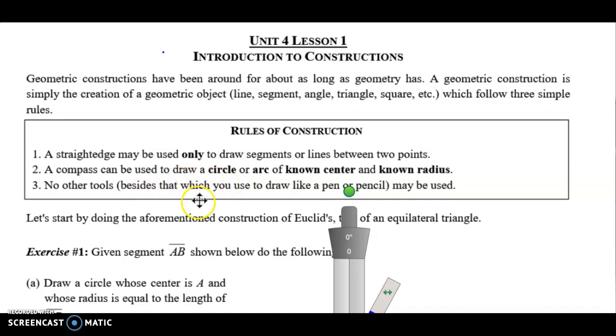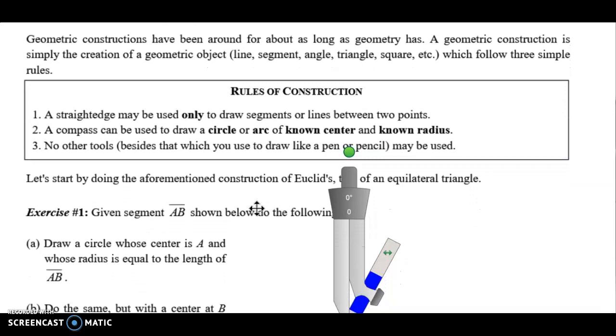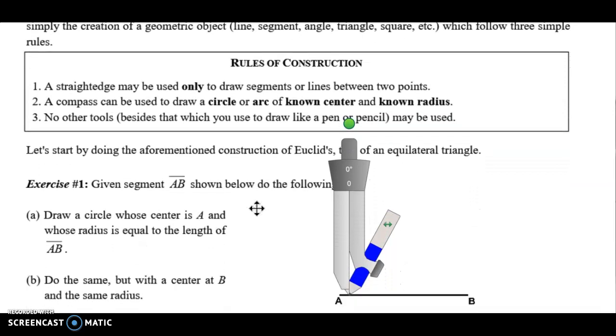No other tools can be used except for a pen or pencil. The construction is the only thing on the Regents that you can use a pencil for, so I would suggest that you do use a pencil. When you're doing these constructions, the compass works much better if your paper is flat on a desk or a table, not in a folder or a binder or anything like that.